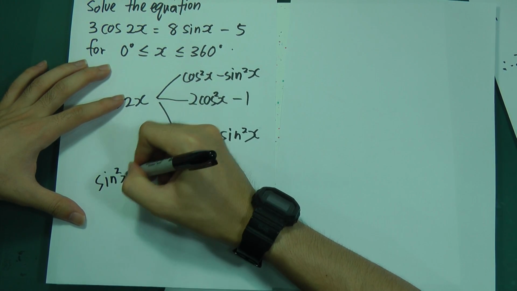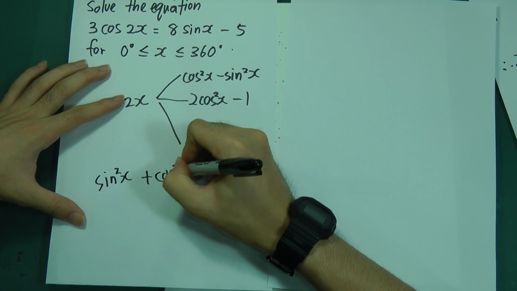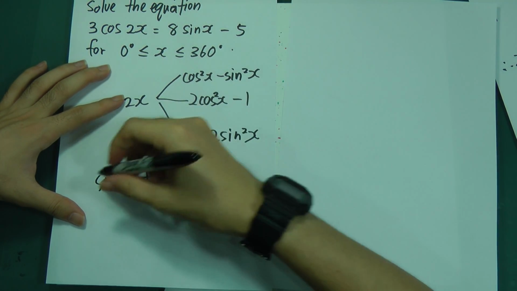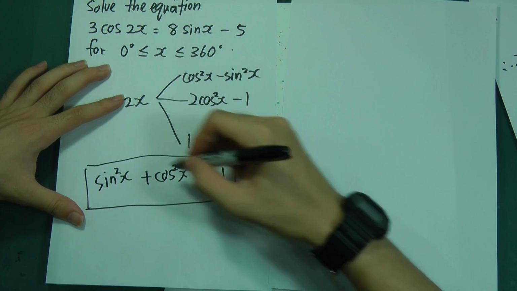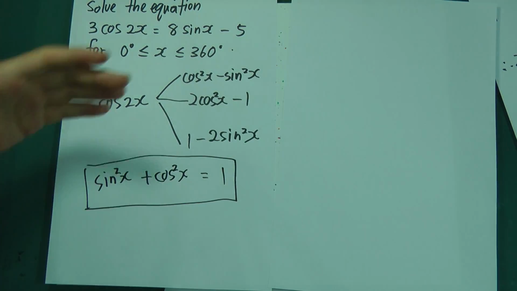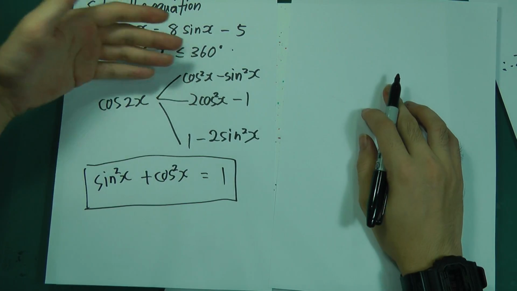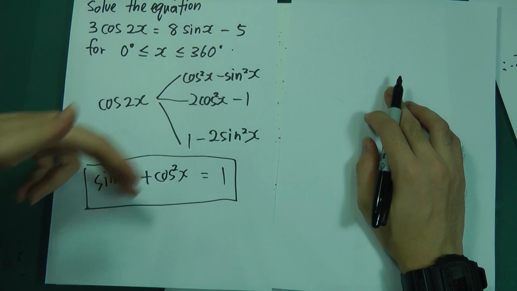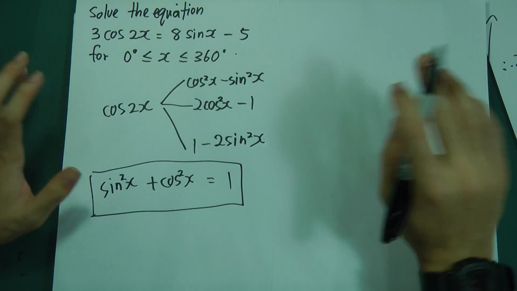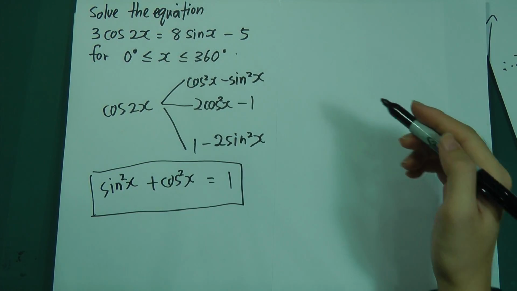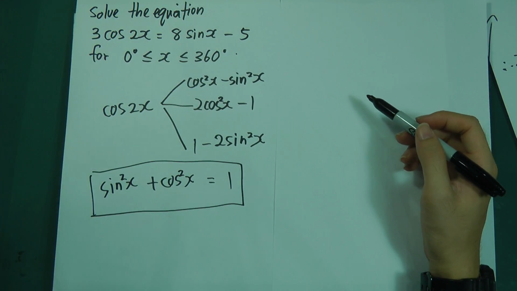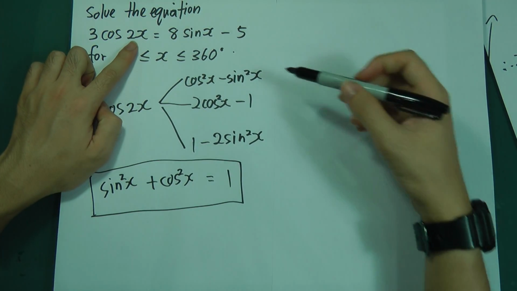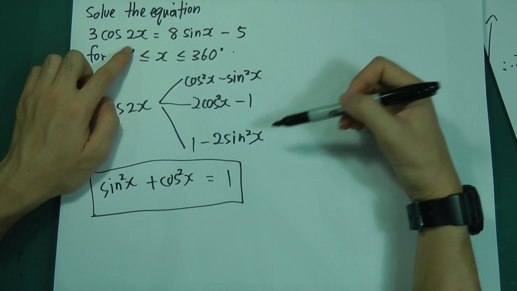Sin square x plus cos square x equals to 1. Because of this formula, he just substitutes it into the cos 2x formula over here. So actually you get 3 different choices. Now the difficult part of this question is you have to think, for cos 2x, you have to choose the first one, second one, or third one.